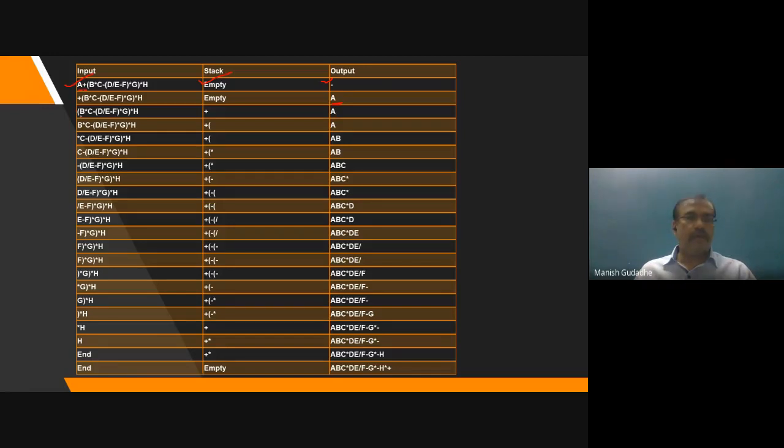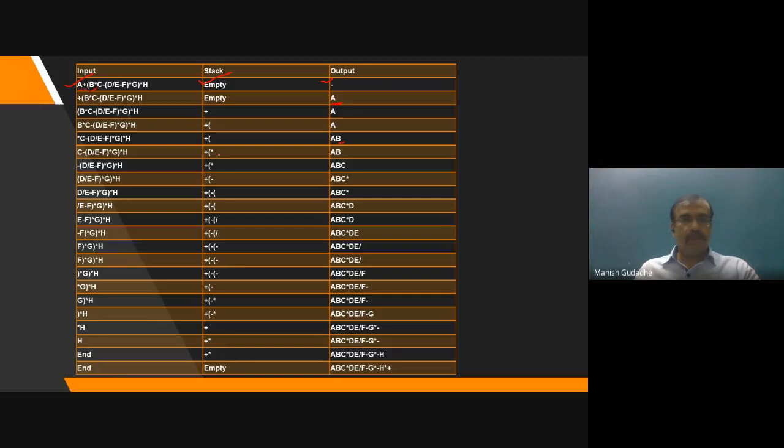Next, we encounter the opening bracket, which is directly pushed onto the stack. Then we encounter B, which is put in the output directly. Then comes multiplication. If it is an operator and the stack is not empty, it is checked with the top of stack. But the top of stack is not an operator, it is a bracket, so it will be directly pushed. A bracket will be taken out only when the closing bracket appears.